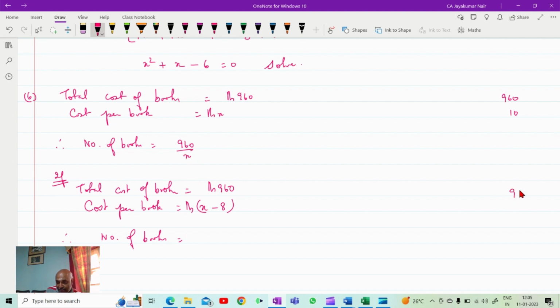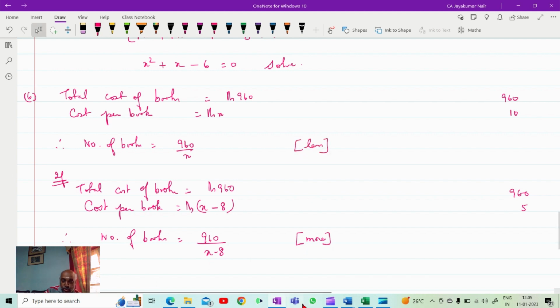Now take for example 960 is the original cost, the total you have spent, and 10 rupees was the cost per book. Now supposing this 10 rupees is reduced to say 5 rupees, that means you will be able to buy more books. 960 divided by 5 will be more books you will be able to buy. Because the price per book has fallen, it'll be 960 over x minus 8. So remember, this is more and this is less.